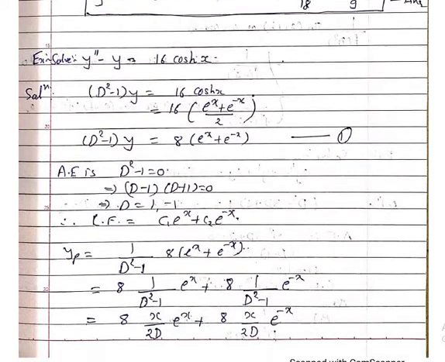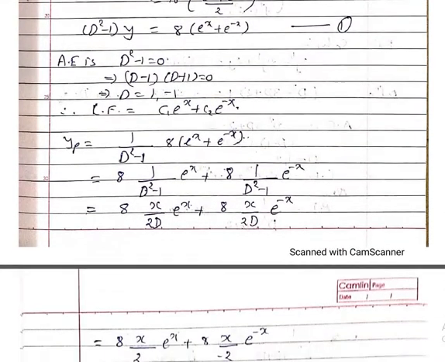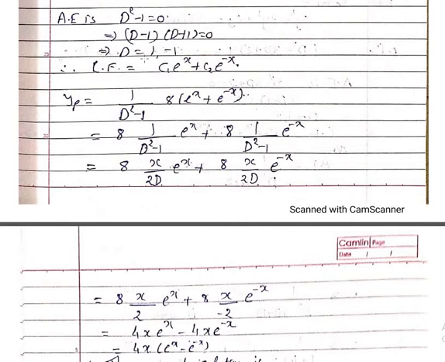Now the auxiliary equation is D² − 1, so you have two factors, (D − 1)(D + 1), that will give D = 1 and −1. So real and distinct, so CF will be c1 e^x + c2 e^(−x).